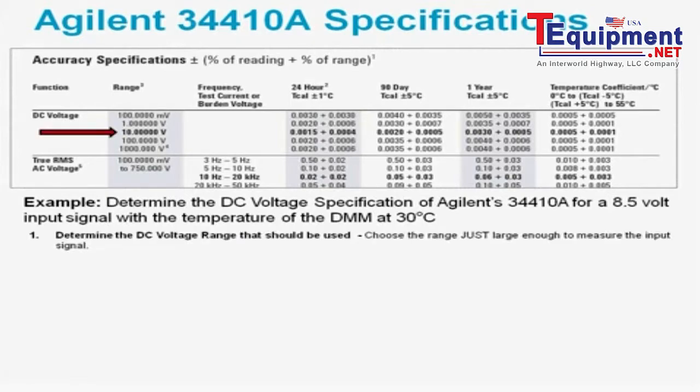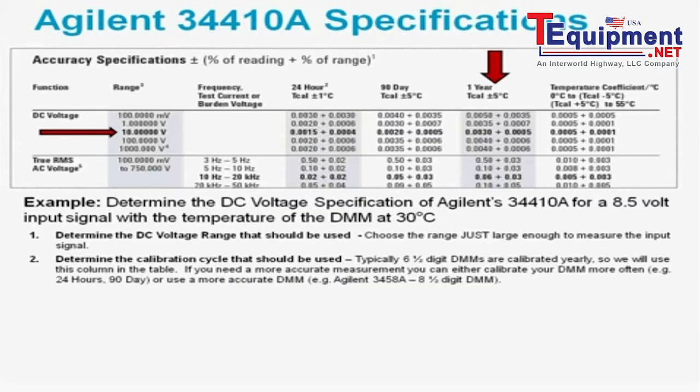The first thing we need to do is determine what voltage range we're going to be using, and this will help us determine which row we're going to be using on our table. It's very simple to determine this. You just take the input signal, being 8.5 volts, and go to the next highest voltage range. In this case, that's the 10 volt range.